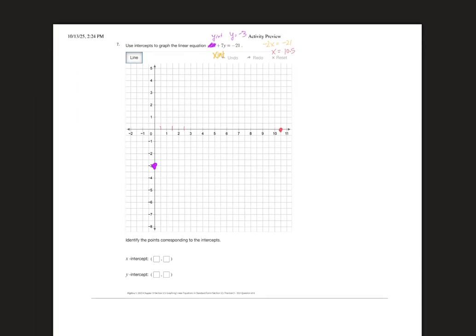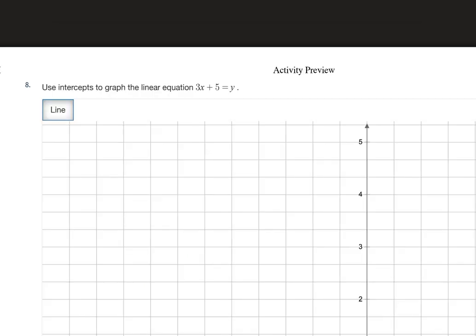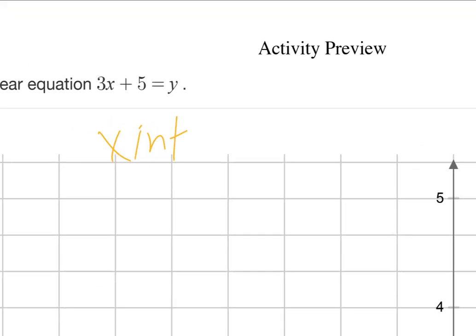Right there. Here's our graph, something like that. And all right, the x-intercept was 9.50. The y-intercept was 0, negative 3. Use the intercepts. The x-intercept, well, again, they've kind of gone funky with us.